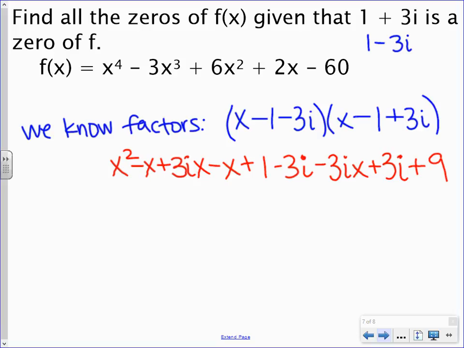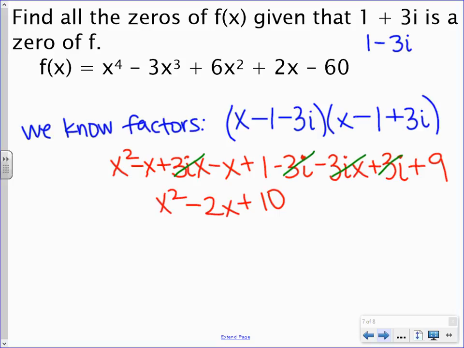So now what happens? 3ix minus 3ix cancels. Negative 3i plus 3i cancels. And we are left with x squared minus 2x plus 10. That look right? Got it?